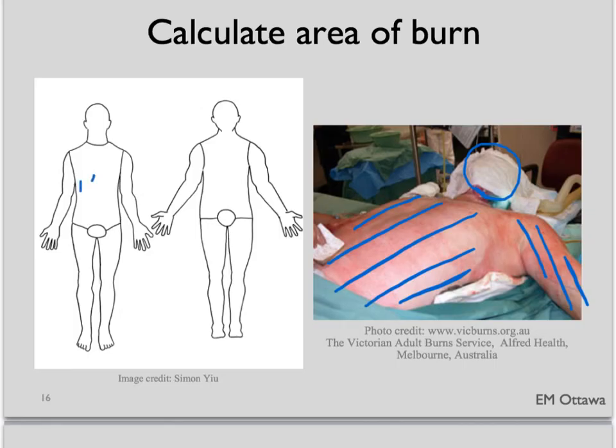So anterior trunk, as we said, is 18. The whole left arm is 9. And front and back of the head is 9%. So the total area of burn in this patient is 36%.